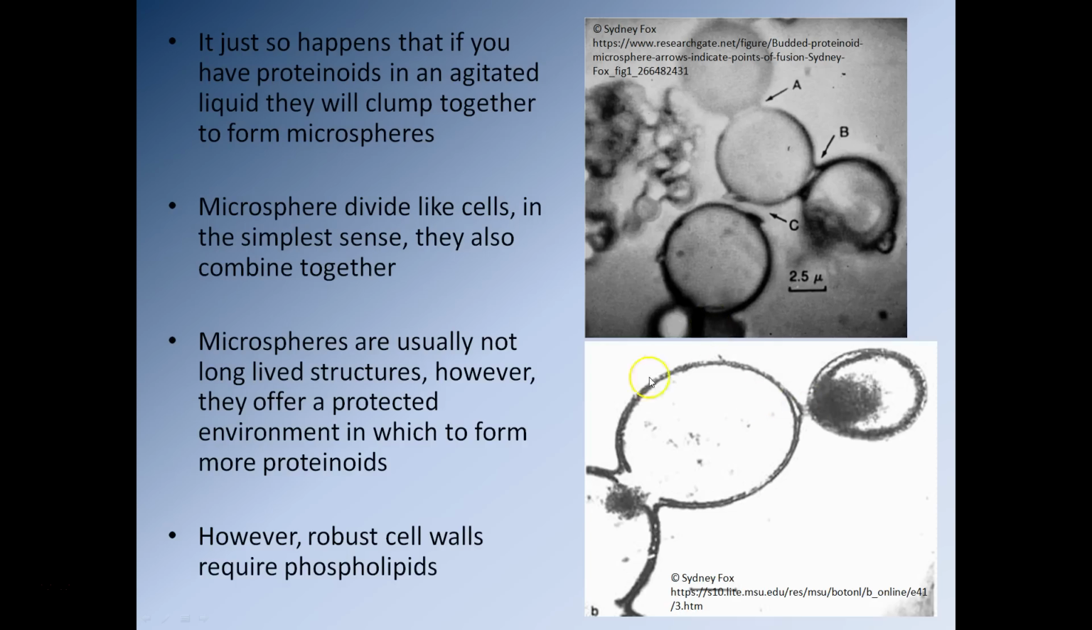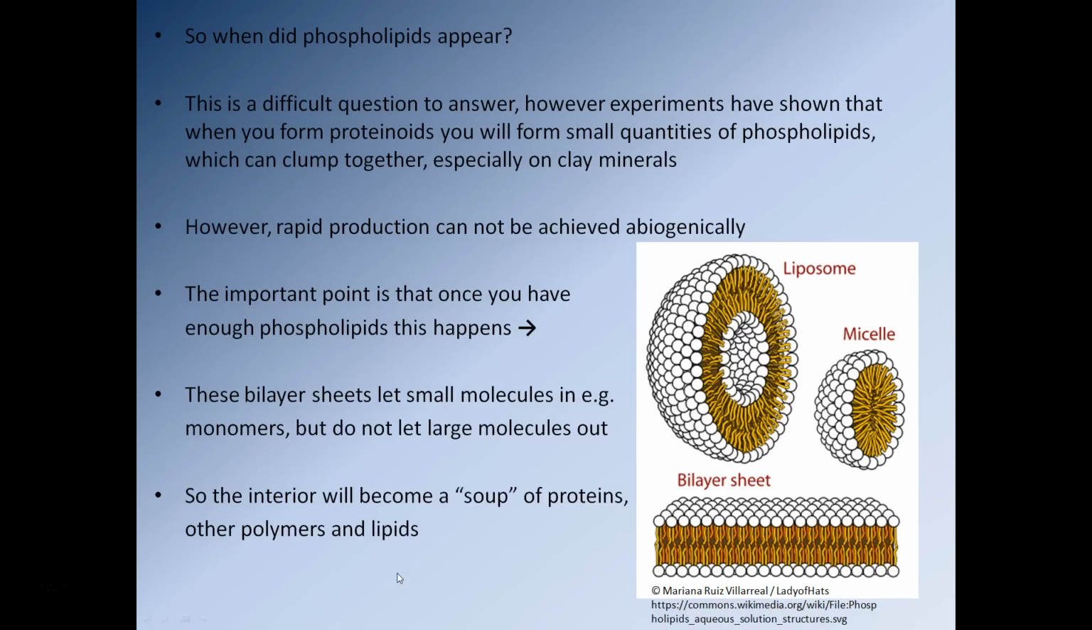Now, the problem is, as I said, these cell walls, these membranes, aren't particularly robust. So if we want a robust membrane of some kind, what we really need is phospholipids. So the next question is when did phospholipids appear? Now, that's a difficult question to answer. However, experiments have shown that when we form proteinoids, we will also form small quantities of phospholipids. And these phospholipids will naturally clump together on clay minerals.